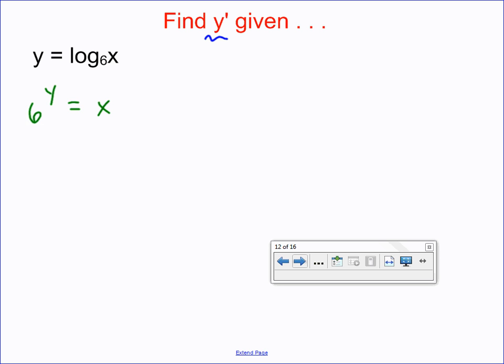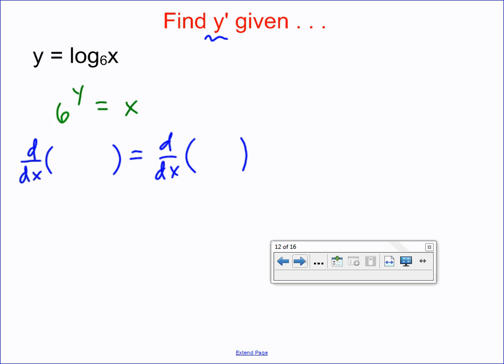If we rewrite that in exponential form, now we'll be ready to differentiate both sides with respect to x. So the derivative of 6 to the y with respect to x is going to require the use of the chain rule. How come? Because this exponential 6 to the y includes an exponent that is itself a function of x. It's not just the plain Jane x, it's the y, which is a function of x. And so we'll apply the chain rule.